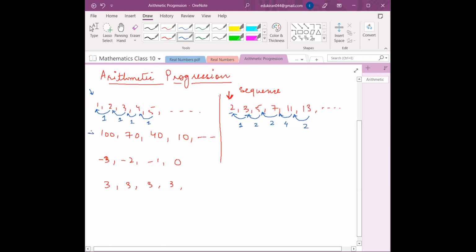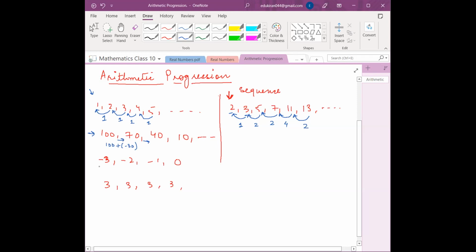Now come to the second example. The second term is basically 100 minus 30, isn't it? If I do 100 minus 30, I get 70. Then if I do 70 minus 30, I get 40. 40 minus 30 is 10. So again, there's a pattern which is being followed, right? So I can write it like this, 100 plus minus 30. So basically minus 30, I'm adding everywhere. So I get the next term. Similarly, 70 plus minus 30. So I get the next term. So there's a fixed pattern.